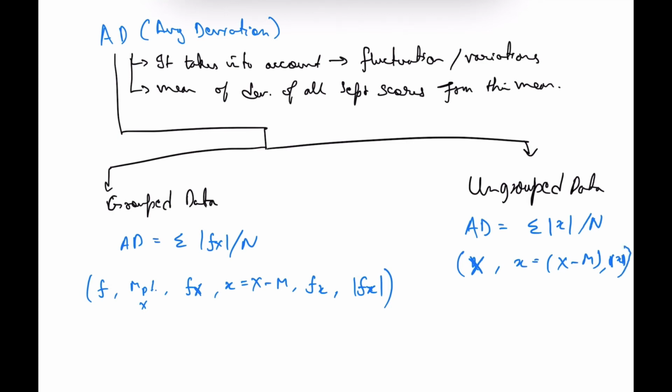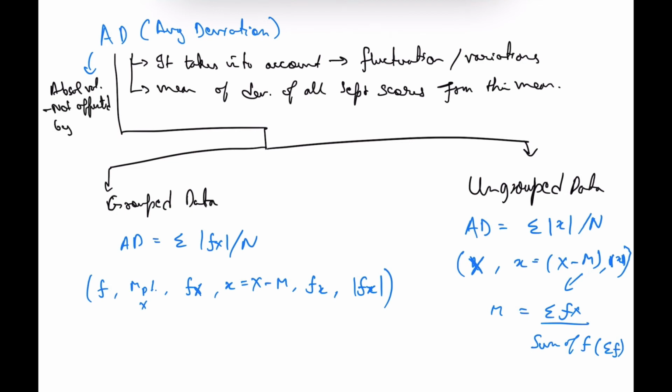Now let's talk about m. So m will be sigma of fx upon sum of frequencies, or we can say sigma f. When we talk about average deviation, it calculates on absolute value. So it is not affected by the larger value, and it overcomes negative difference.